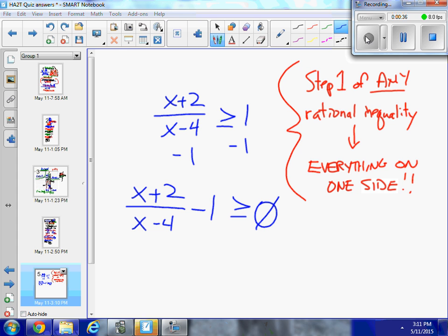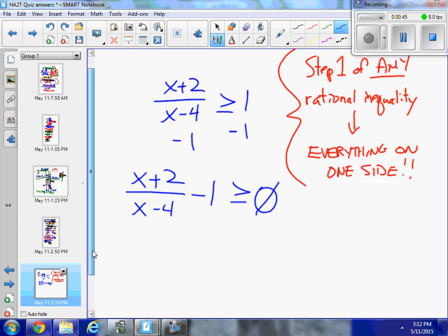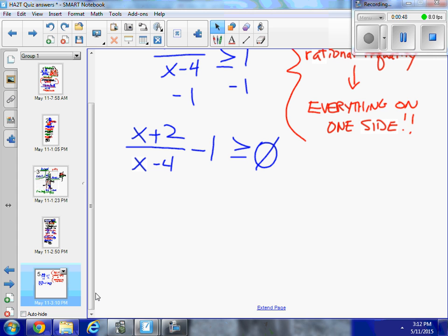You will not be able to solve these correctly if you do not do that. Always get 0 on one side of the inequality, everything else on the other side. Then go about simplifying the inequality. So I need a common denominator. I have a denominator here of x - 4, and I have 1. So I'm going to multiply my 1 by (x - 4)/(x - 4).